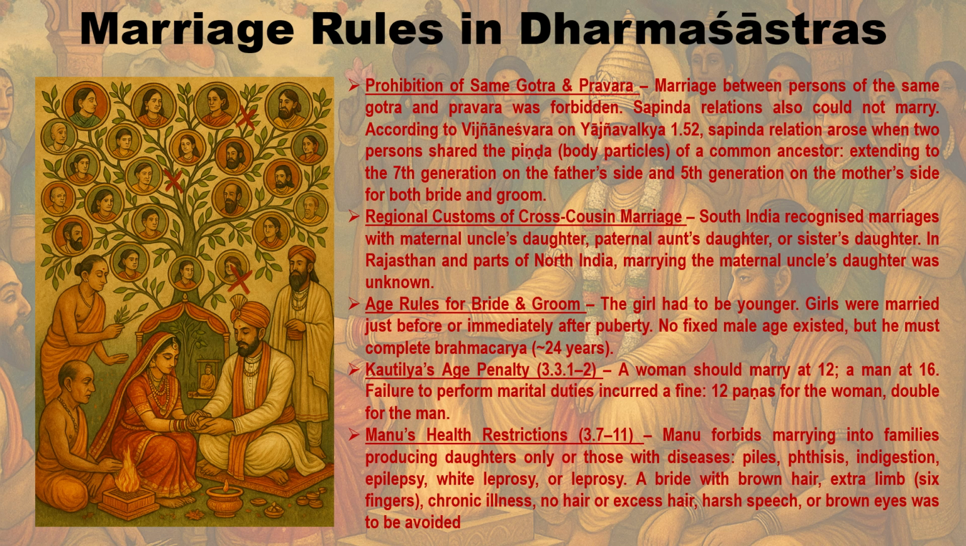Manu forbids marrying into families producing daughters only or those with diseases, piles, indigestion, epilepsy, white leprosy, or leprosy. A bride with brown hair, an extra limb, meaning six fingers, chronic illness, no hair or excess hair, harsh speech, or brown eyes was to be avoided.